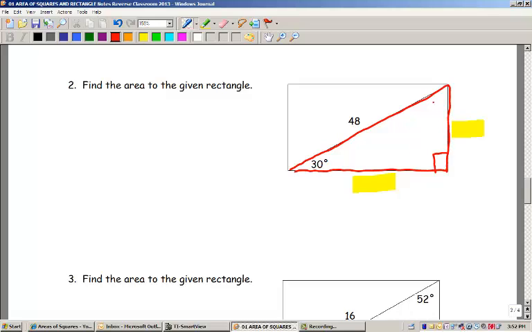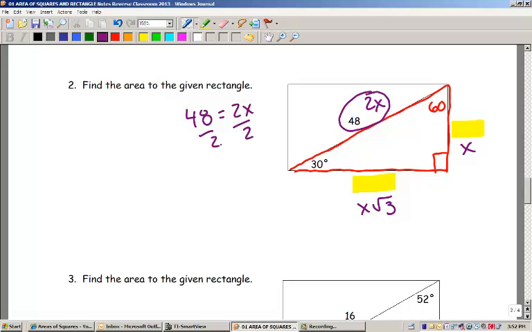In this case, we actually end up with a 30, 60, 90 triangle. And then we need to remember how the three sides of a 30, 60, 90 relate to each other. Across from the 30 was x, across from the right angle was 2x, and across from the 60 was x root 3. So what we need to do is take the one side that's given to me, which was the 48, set it equal to 2x, and then solve for x. Dividing both sides by 2, x turns out to be 24.